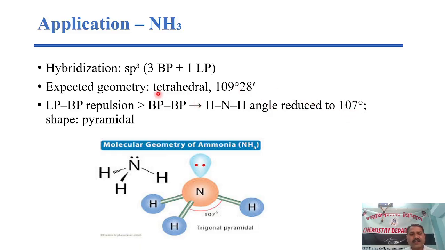geometry also, the expected geometry is tetrahedral, but the actual molecule is pyramidal because of the repulsion between this lone pair and bond pair of electrons. So the bond angle gets reduced to 107 degrees and the shape of this molecule is now pyramidal.